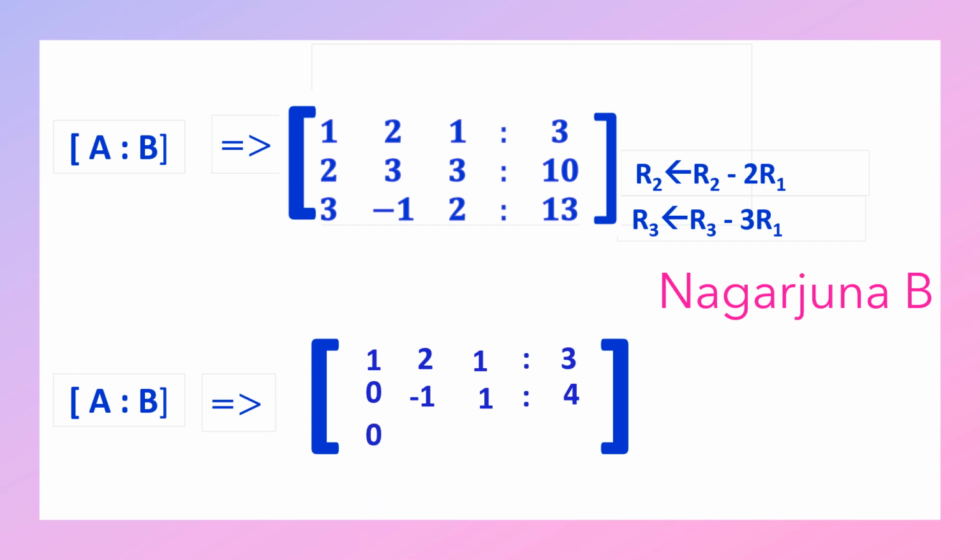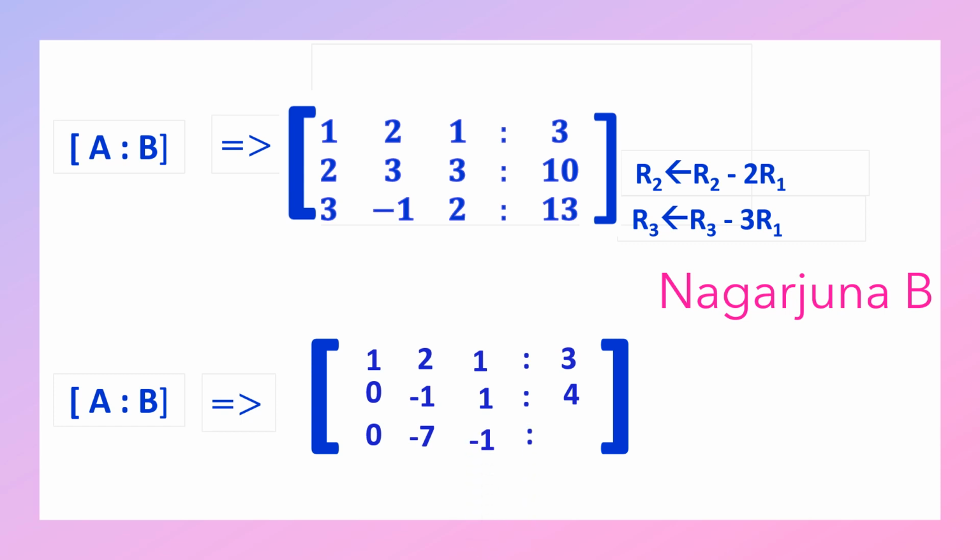The next, second element is minus 1, and the second element of R1 is 2. So it is minus 1 minus 3 into 2. Minus 3 into 2 is minus 6, and here it is minus 1. Minus 1 minus 6 will be equal to minus 7. The next element is 2, and that of row 1 is 1. 2 minus 3 into 1. Minus 3 into 1 is minus 3. 2 minus 3 will be minus 1.